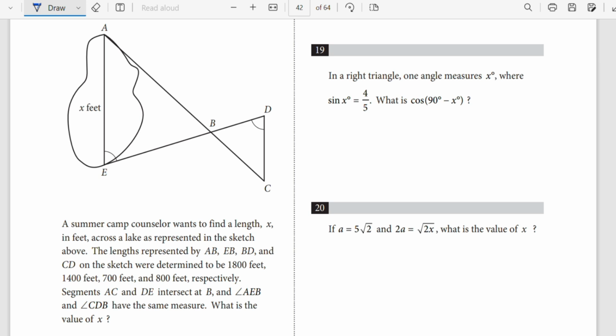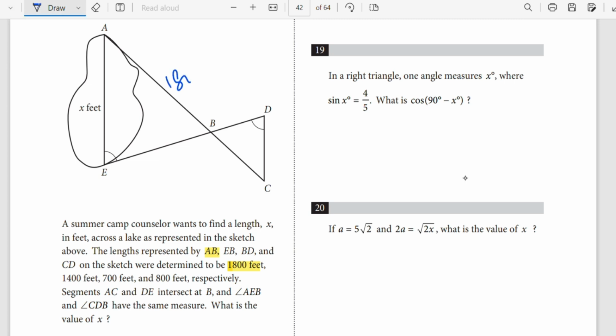Question number 17. In a summer camp, a counselor wants to find the length of x, which is unknown, in feet across a lake as presented in the sketch above. The lengths of AB, ED, BD and CD on the sketch are given. AB is 1800 feet.